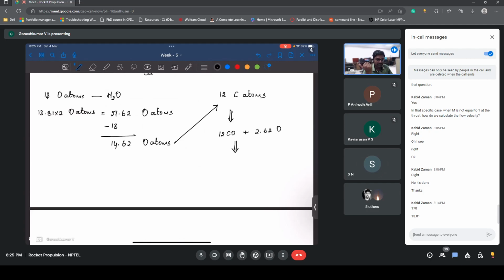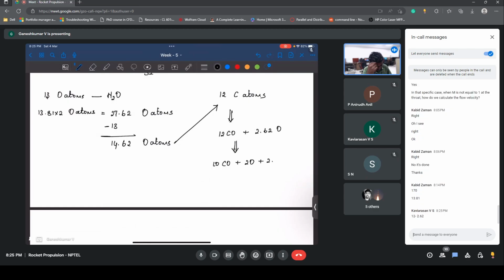Why not 2.62? We have remaining 2.62 O, right? So what I thought was, instead of 12 CO, it becomes 10 CO plus 2 CO2 plus some remaining oxygen. So oxygen will still be remaining. So let's go ahead like whatever you said.